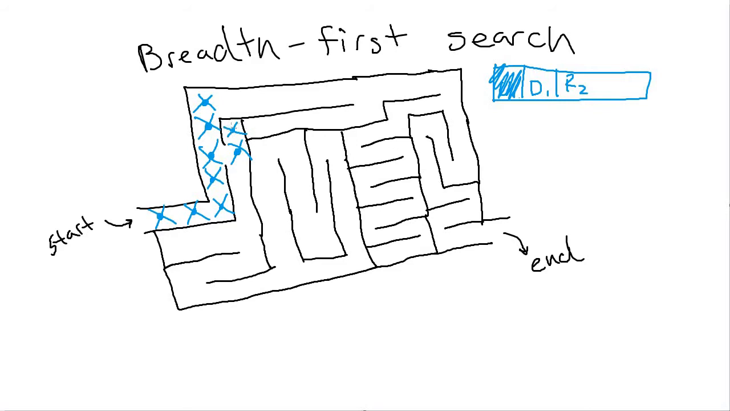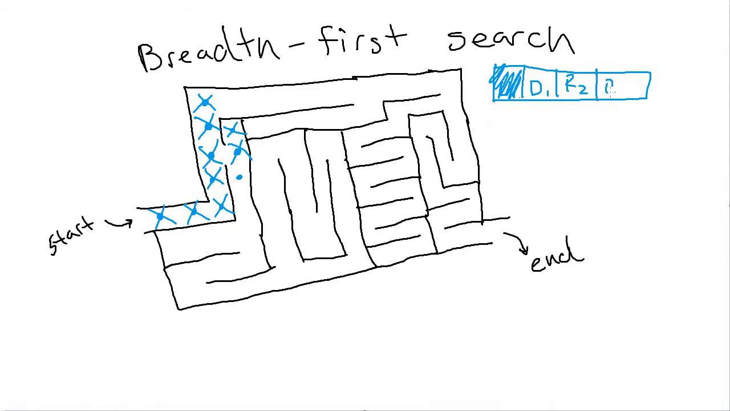So we stop at that point and dequeue the next position that we're going to go in, which is D1, which is down here. So we go down here, and then we enqueue the positions from here that we can get to, which is not left, right, or up, but down.